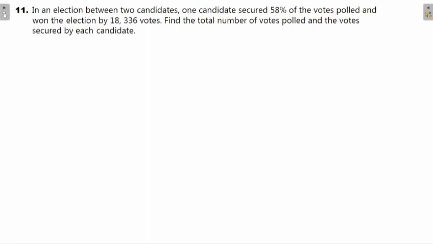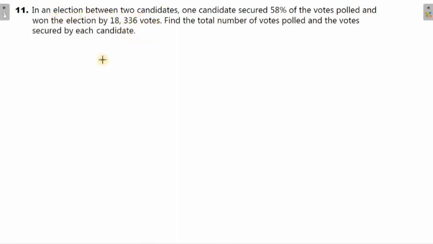Okay, so we have the next question. This is going to be my last question for today, which says, in an election between two candidates, one candidate secured 58% of the votes polled and won the election by 18,336 votes. Understand the question.